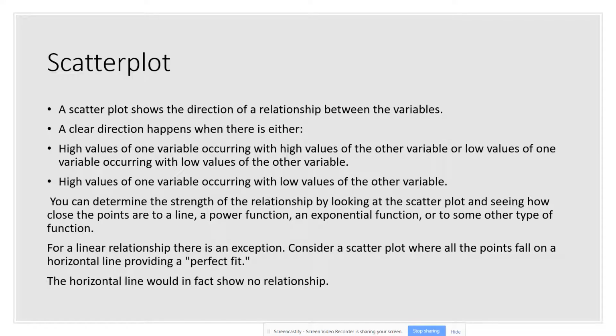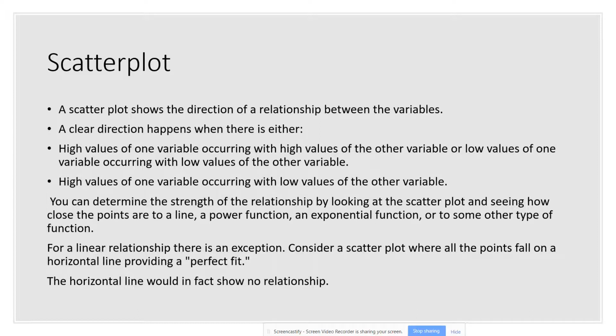So a scatter plot shows the direction of the relationship between the variables. Hopefully a clear direction is going to happen. Sometimes it doesn't, but for what you're going to do in this course, it will. So high values of one variable occur with high values of another variable, or low values of one variable occur with low values of another one. So that's what I'm saying, like if I have high attendance versus high test scores, or on the same foot, I have low attendance and I have low test scores.